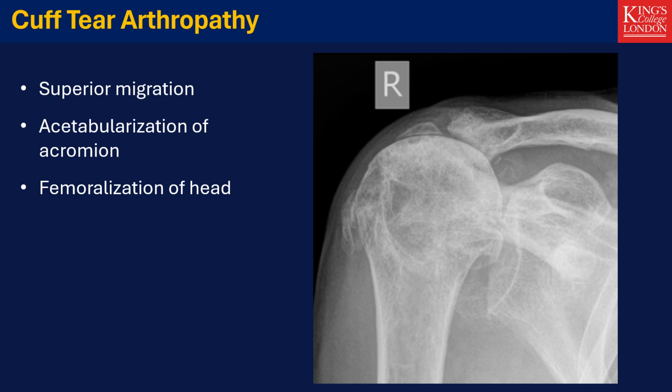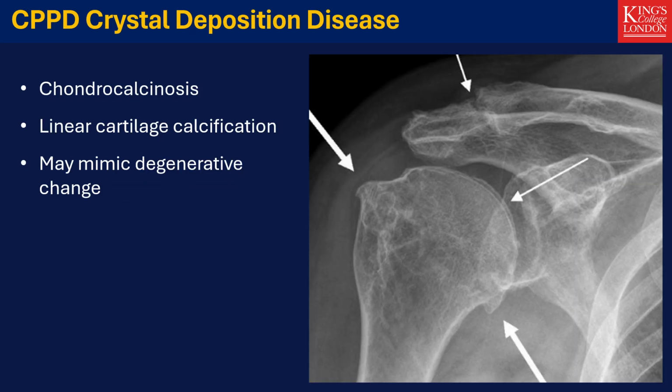Note the remodeling of the undersurface of the acromion, acetabularization, and the rounding of the humeral head, femoralization. This pattern reflects chronic rotator cuff insufficiency with secondary degenerative change. It must be distinguished from primary osteoarthritis. Many orthopedic surgeons refer to this as end-stage shoulder.